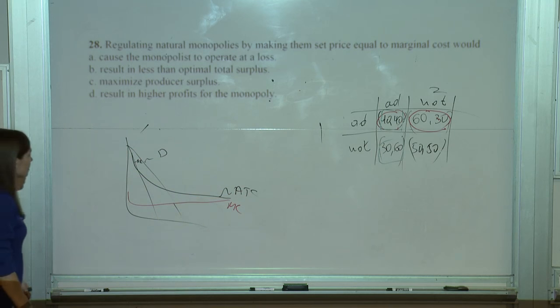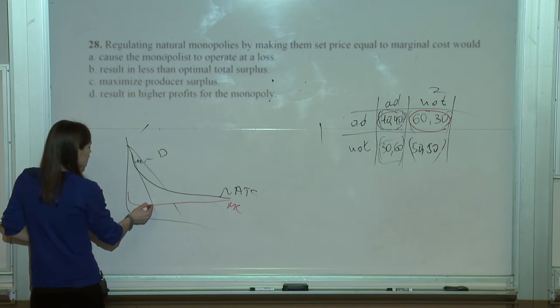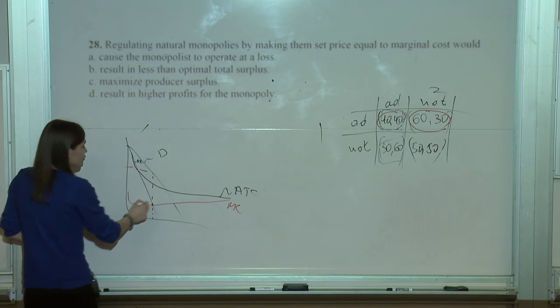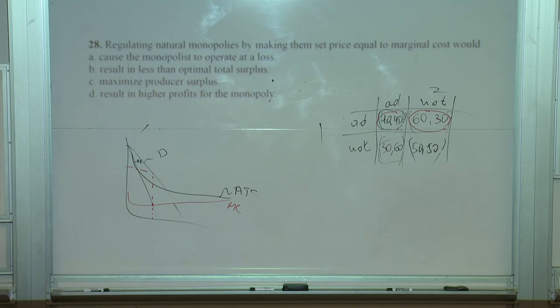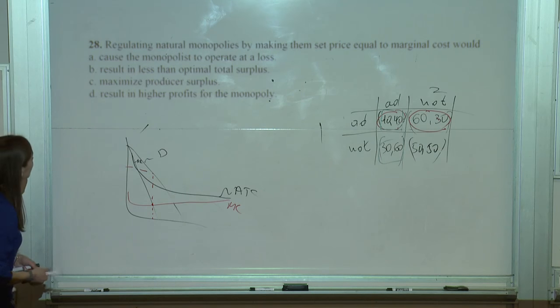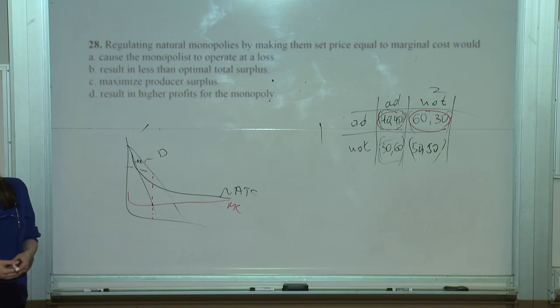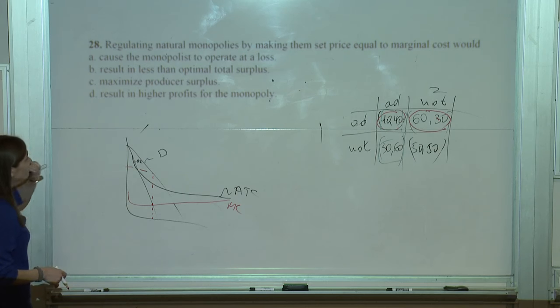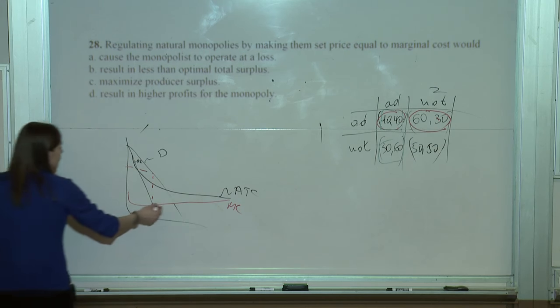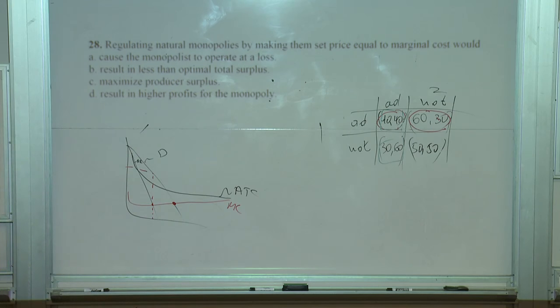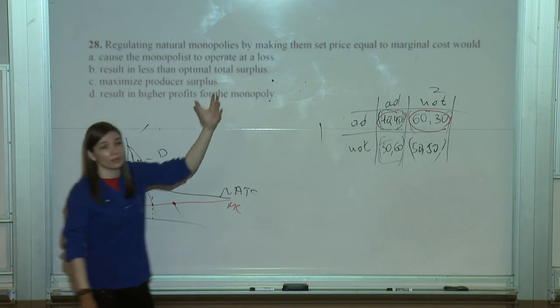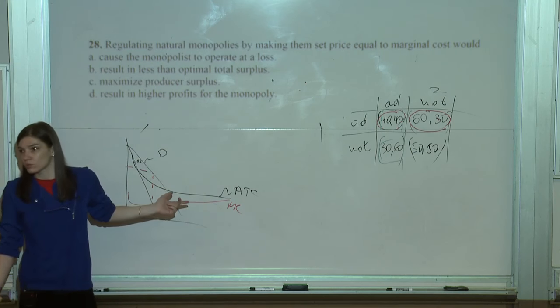All right, so what they would do, naturally, if they're not regulated, is set marginal revenue equals marginal cost. If you force them instead to set the price equal to marginal cost, that's that point. And what's going to happen then? There will be a loss. The monopolist would operate at a loss. Why? Because the price is going to be lower than the average total cost.